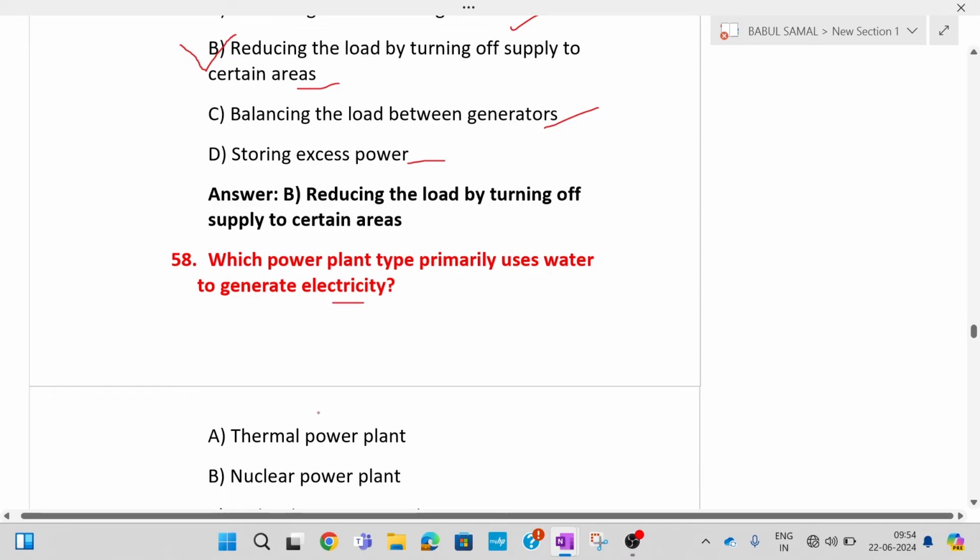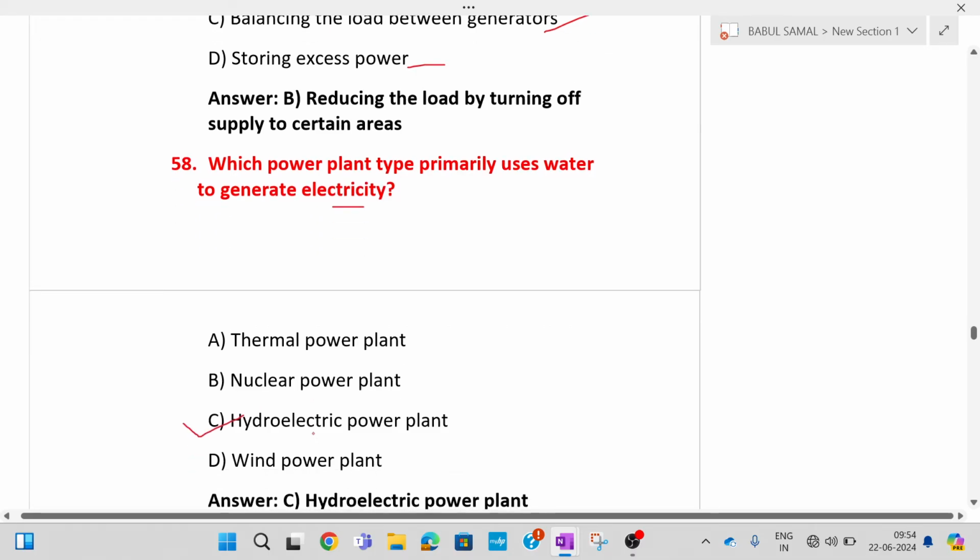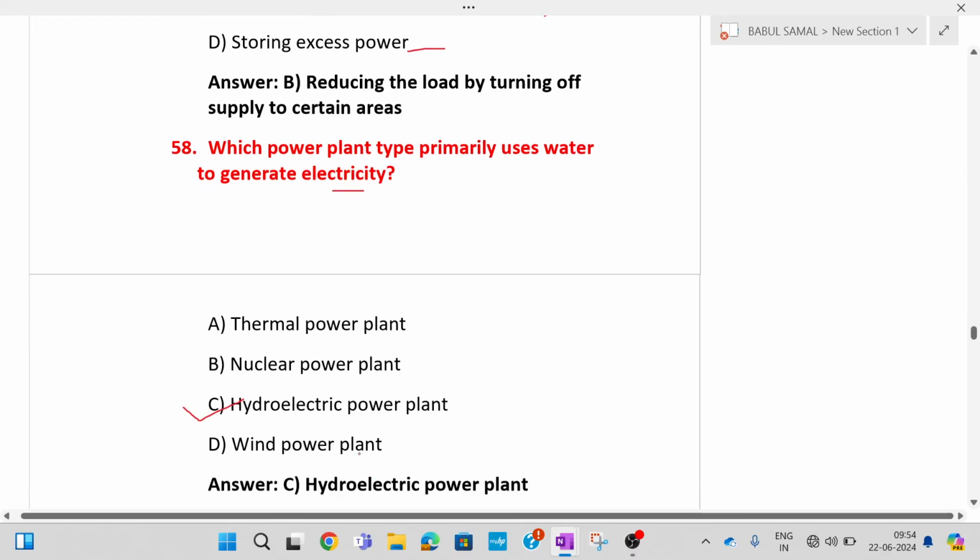Next question, which power plant type primarily uses water to generate electricity? So definitely hydroelectric power plant. So here water is used as the main fuel. So in hydroelectric power plant, water is used.